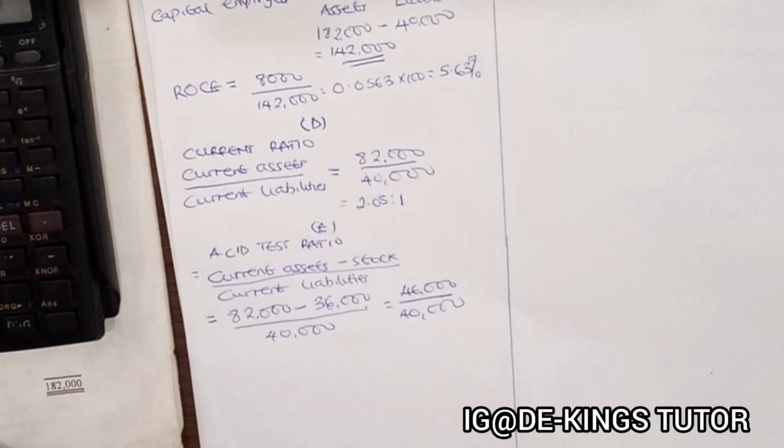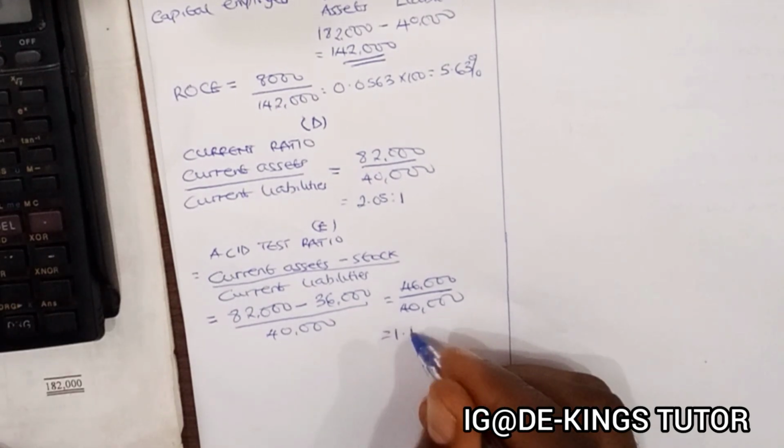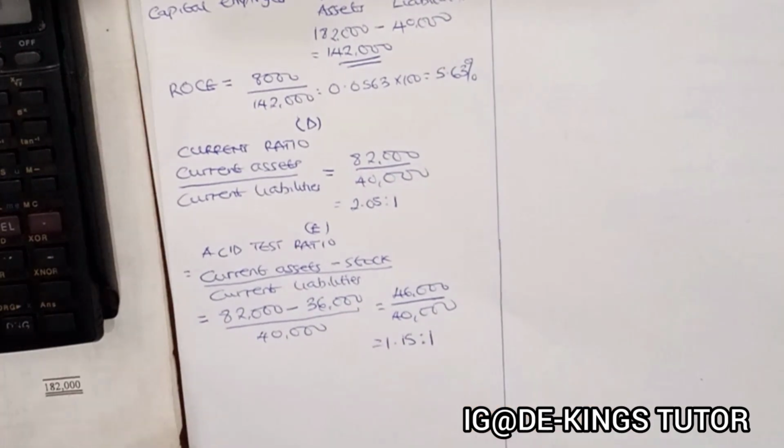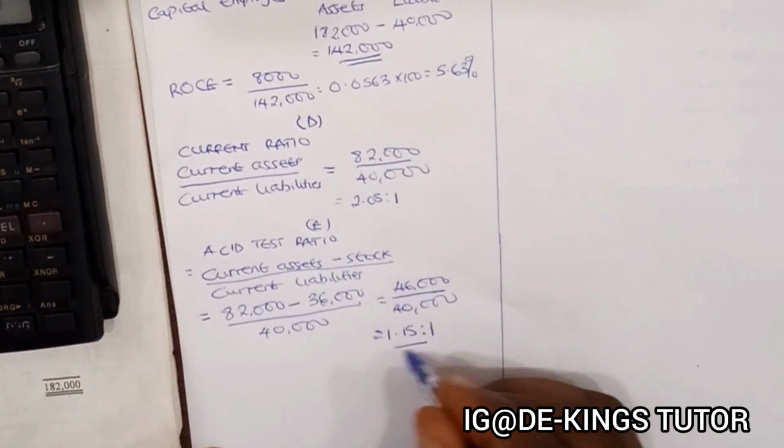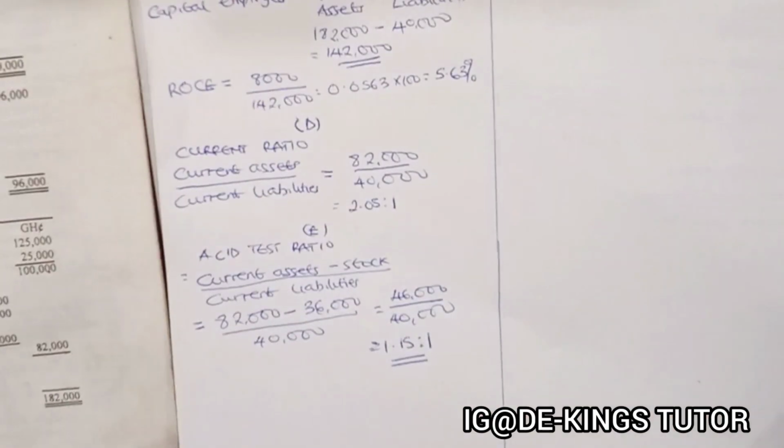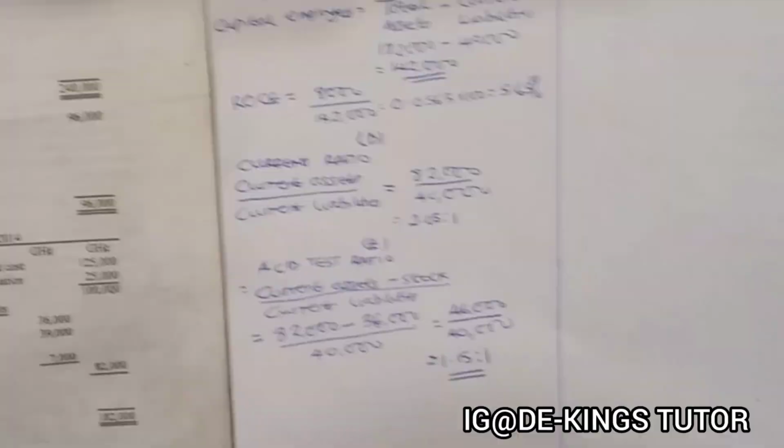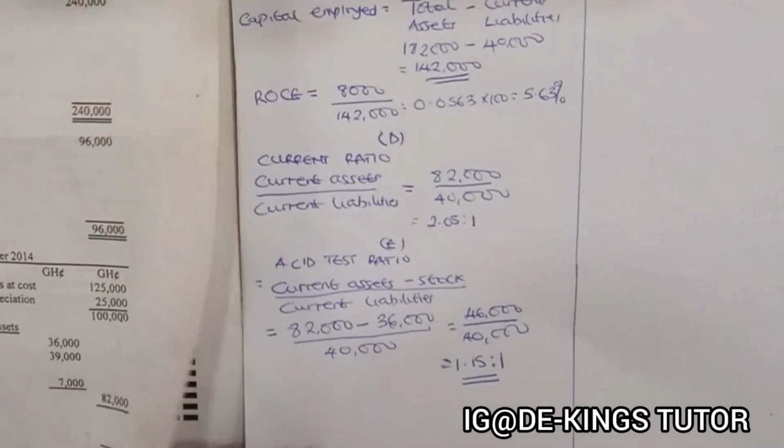Okay, so we have 1.15 is to 1. So our answer is 1.15 is to 1 as the acid test ratio. Okay, and that's the first one.